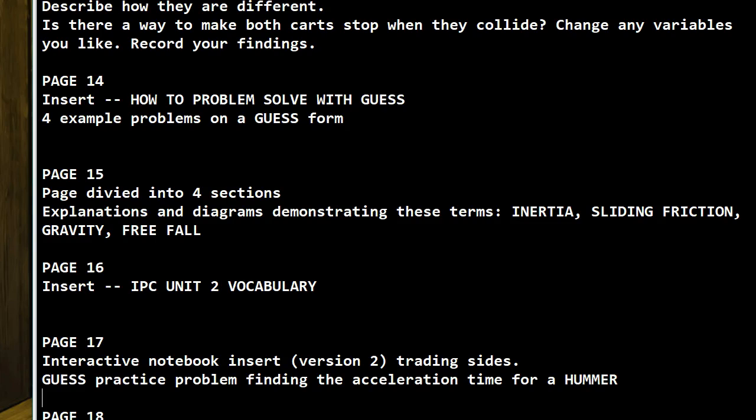On page 16, you should have the IPC Unit 2 vocabulary insert, and it has several words on it for this unit. It was kind of a fill-in-the-blank kind of thing. So if you weren't here that day, get the content from someone.